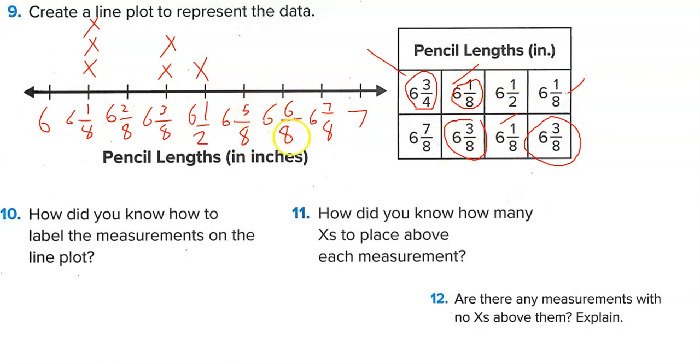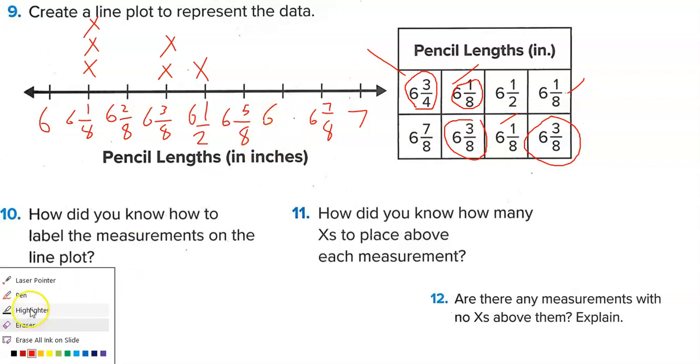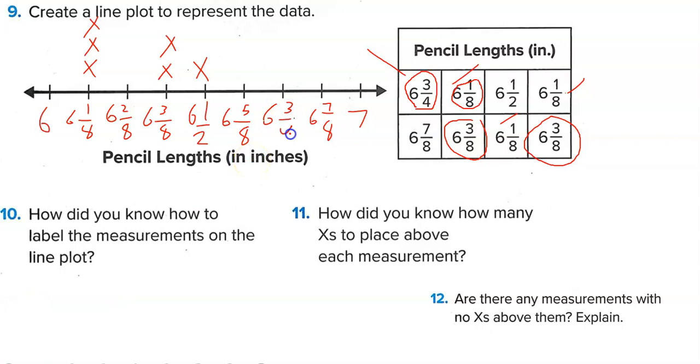6 and 6/8 I cannot see, but 3/8 multiplied by 2 will be 6/8. So I can change this to be 3/4, because they are equivalent or have the same value. How many 3/4 do I have? Only one. Okay, 1x. And the last one here, 6 and 7/8, 1. So see, I put all x's above the measurements.